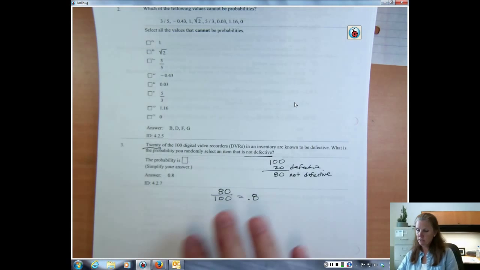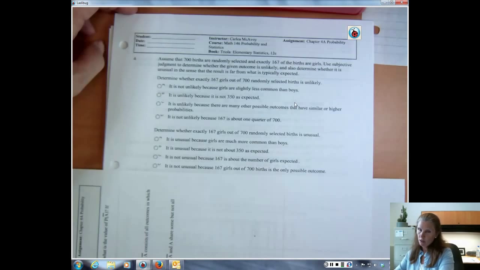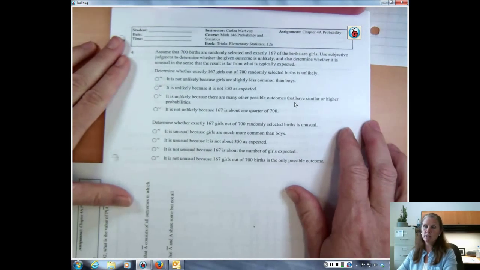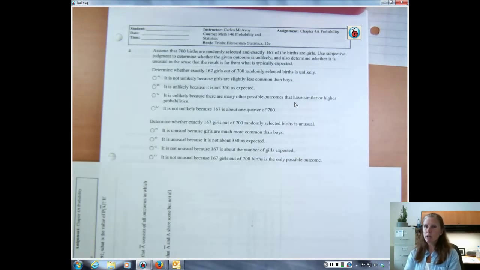All right, let's see what number 4 is. Maybe we don't have to flip back to that. All right, assume that 700 births are randomly selected and exactly 167 of the births are girls.